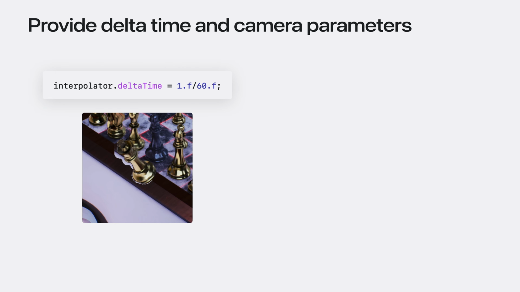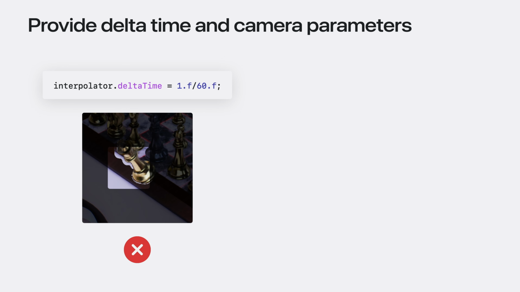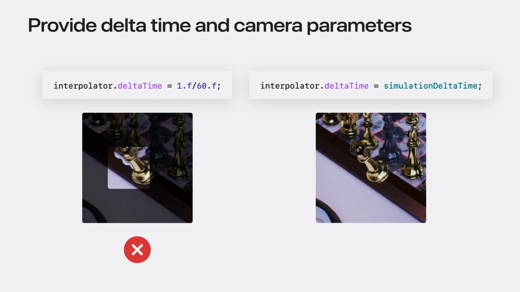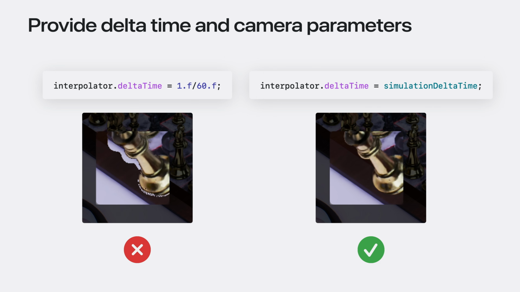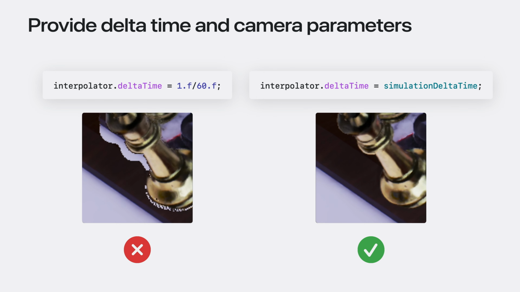In addition to pacing, it's also important to get delta time and camera parameters right. The occlusion area might have artifacts if not all the parameters are correct. With the correct parameters, the occlusion area aligns perfectly. This is because the interpolator can now adjust the motion vectors to match the length of the real simulation motion.